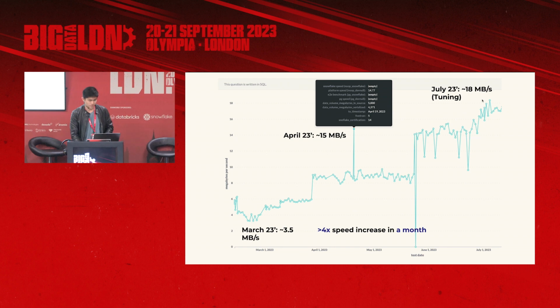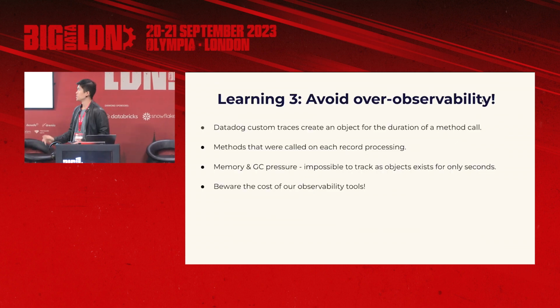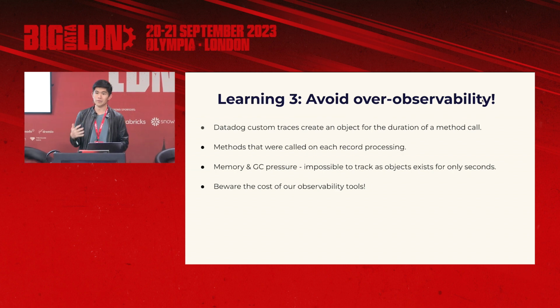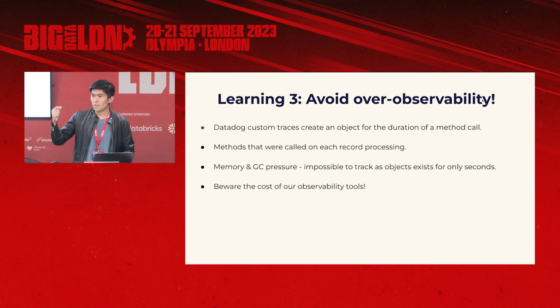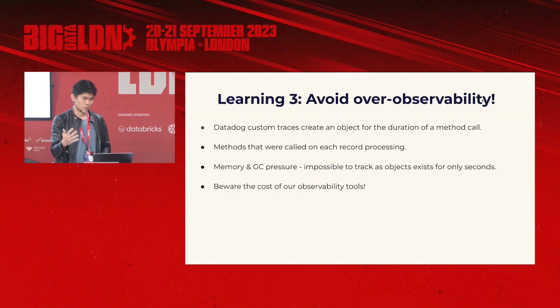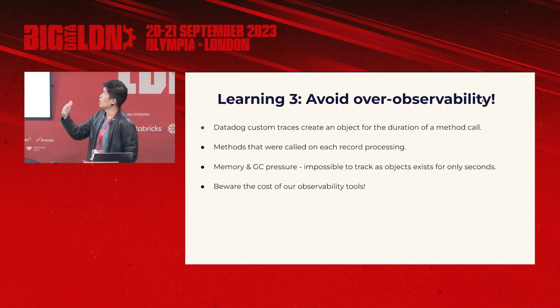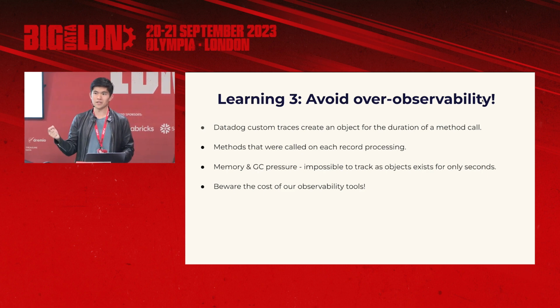And this was a really interesting one, and it's the last learning for today, which is be aware of your observability costs. What we eventually figured out was, when we started, we added a whole bunch of tracing and profiling. We were adding custom tracers, right? They create an object for the duration of that method call. When we added these tracers, we had accidentally added them to methods that were called on each record processing. So we had inadvertently, via trying to profile, started creating thousands of objects every second that were impossible to track because they existed for a split second.